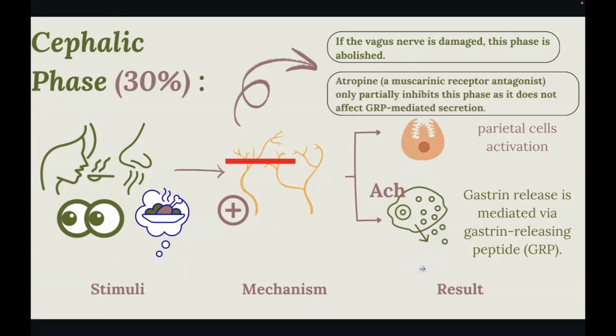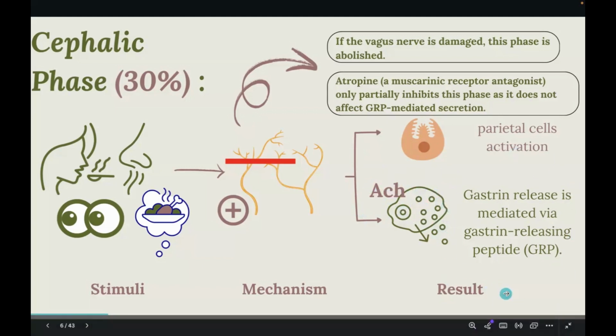There are some drugs. I'm pretty sure you guys have not gone through this, but there's a drug known as atropine. Atropine is a drug that inhibits acetylcholine. It inhibits this part here, right? So if it inhibits this part, this result is not going to happen. In other words, gastrin is not going to be released.